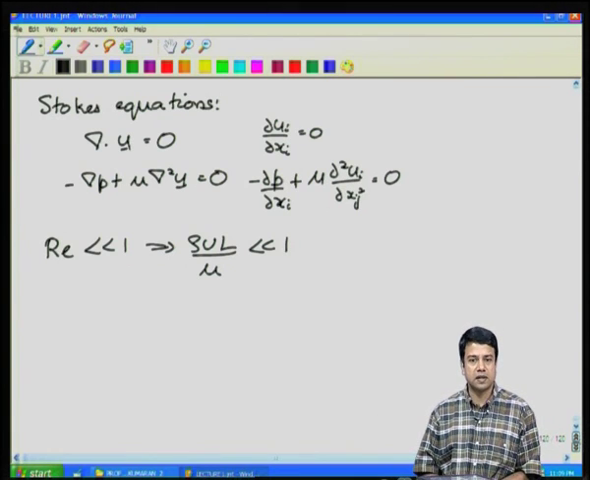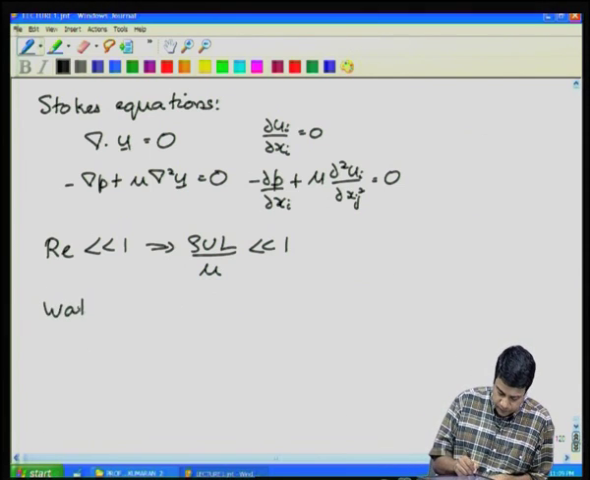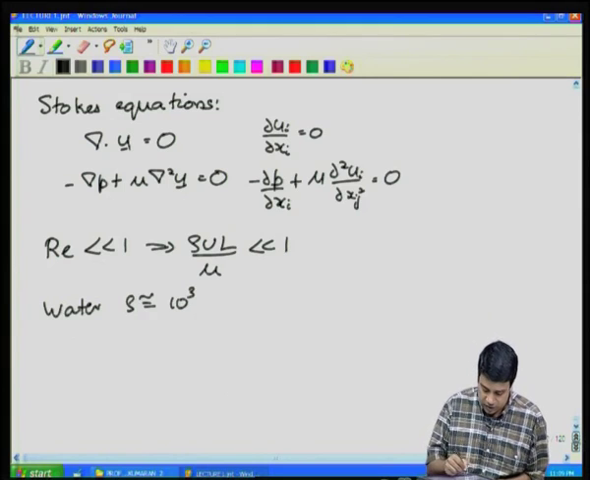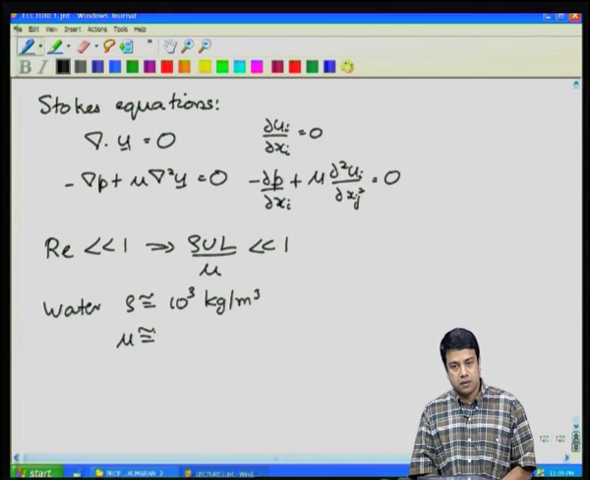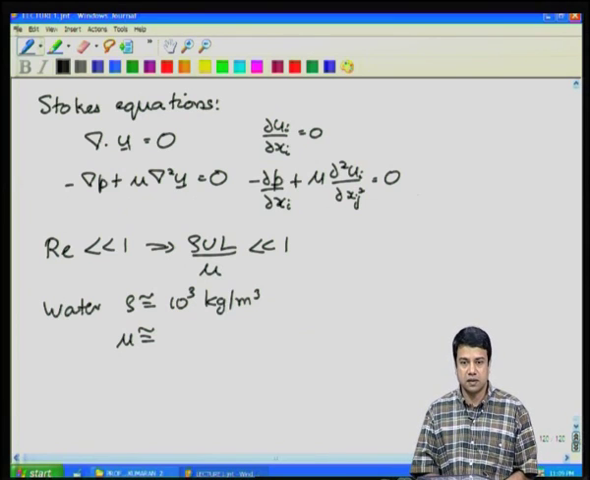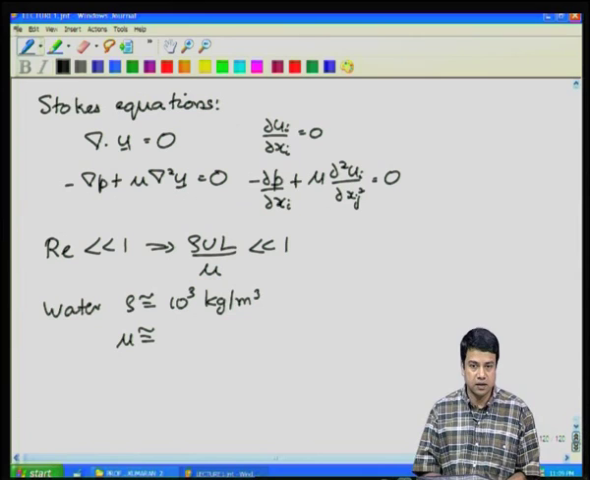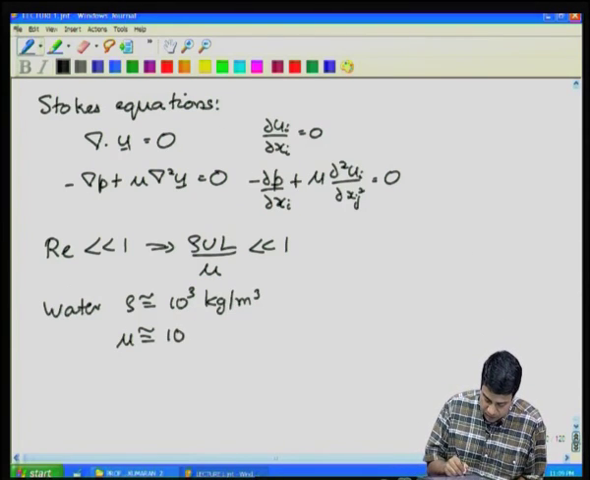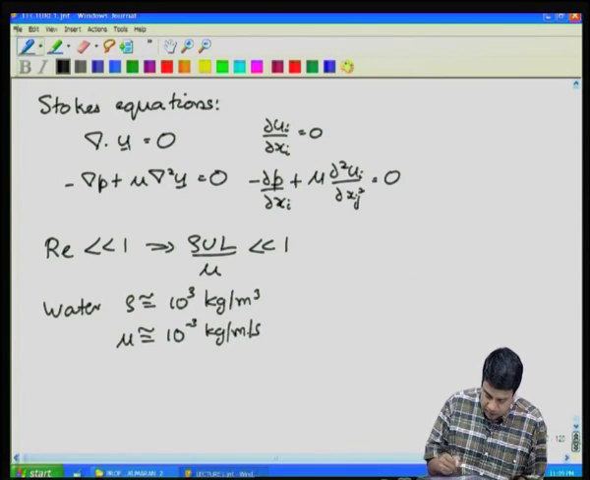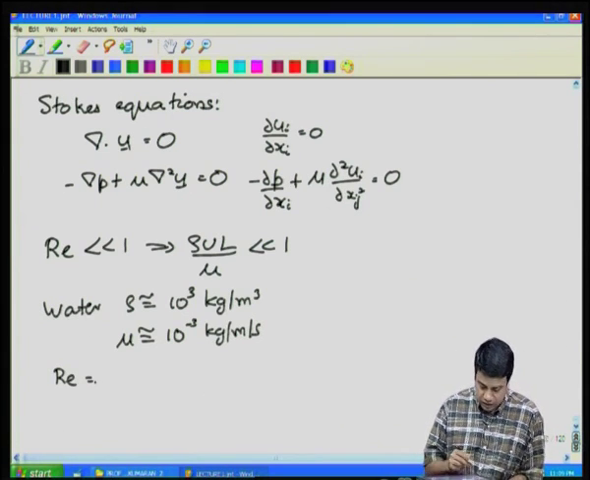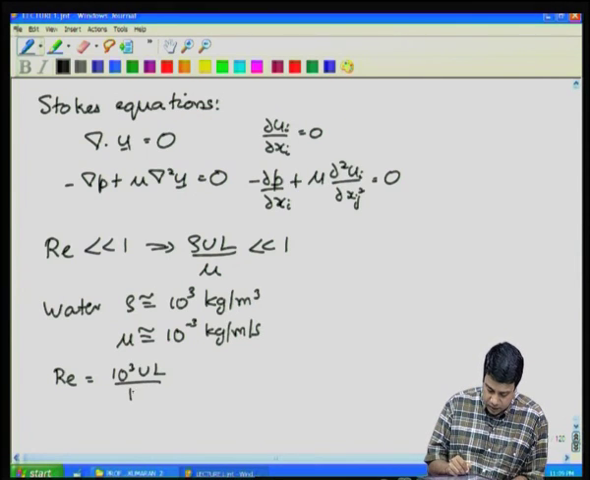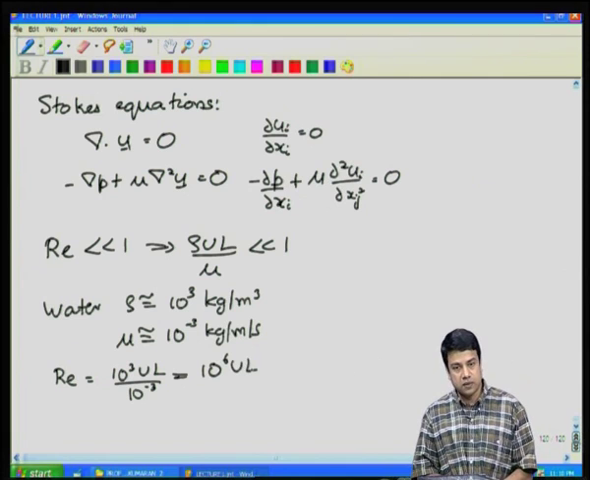For usual fluids, let us say take a typical fluid as water. For that, the density is of the order of 10 power 3 in SI units, kg per meter cube, whereas the viscosity is actually 1 centipoise, that is 10 power minus 2 poise, which is 10 power minus 3 kg per meter per second in the SI unit system. So, in this case the Reynolds number is equal to 10 power 3 u L by 10 power minus 3, is equal to 10 power 6 times u times L, where u is in meters per second and L is in meters.